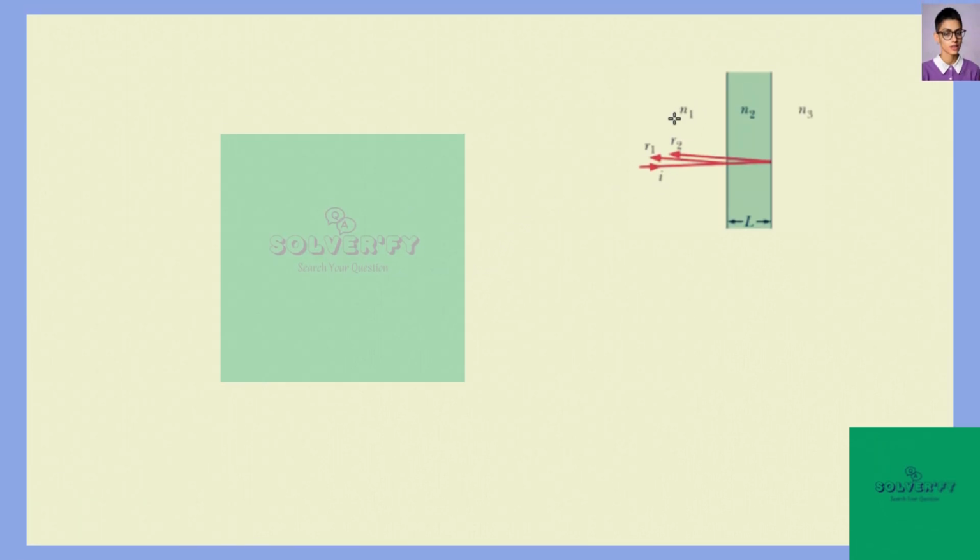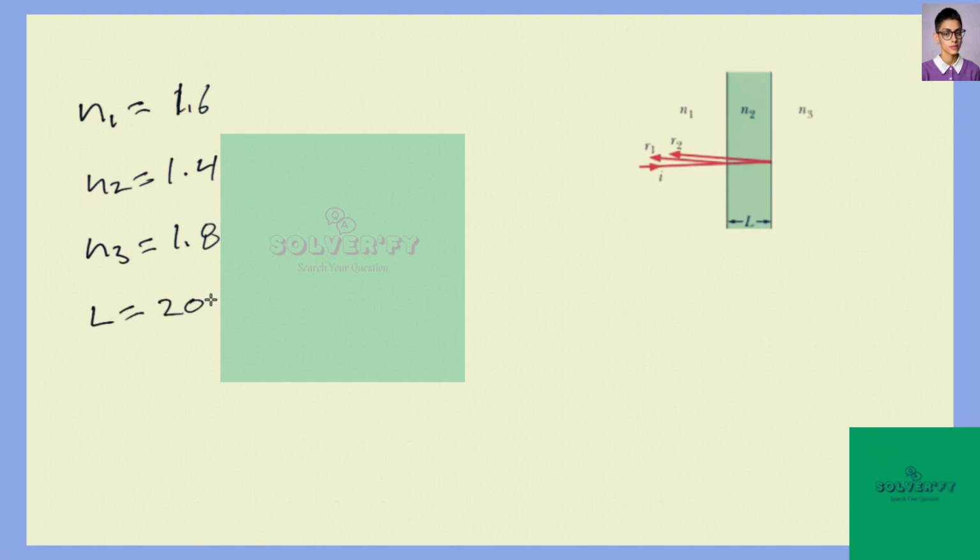In this problem, we have three materials with indices of refraction N1, N2, and N3. We're given that the indices of refraction are N1 equals 1.6, N2 equals 1.4, and N3 equals 1.8. We're also told that the thickness of the middle layer, L, is 200 nanometers. And we're asked what wavelength of visible light we can shine in here such that no light reflects.